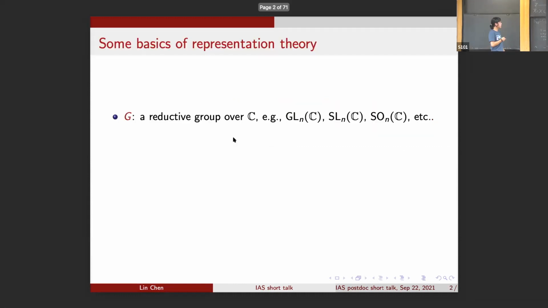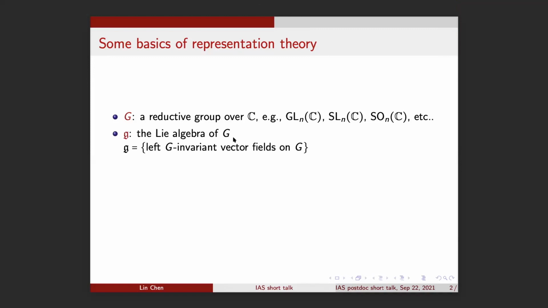So let's start by reviewing some basic facts in group theory. This G will be a reductive group over the complex numbers, for instance GL_n, SL_n, SO_n. This little g is the Lie algebra of this big G.